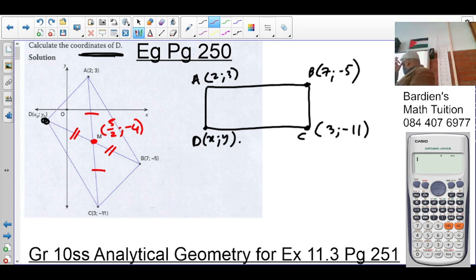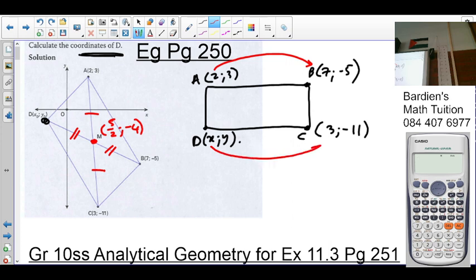Okay. So we know that this length from there to there is the same length as it is from there to there. Not so? Or in reverse, the same thing. From B to A is the same as from C to D. Why? The two pairs of opposite sides are equal in a parallelogram. Okay.